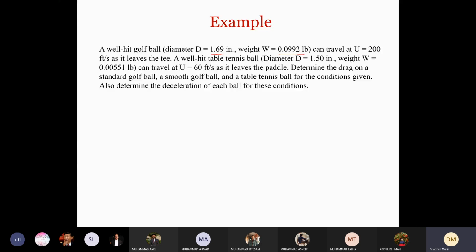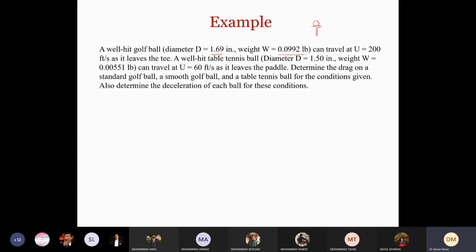If you have seen the game of golf, you will see that we have the driving shot first. We have a tee which we put inside the ground, and then we put the ball on top of the tee like this. Then a golf ball is placed on top of it, and we use the driver or the club of the golf to hit the ball. So a well hit golf ball whose diameter and weight are given can travel at u equals 200 feet per second as it leaves the tee.